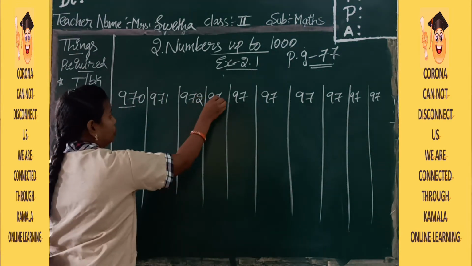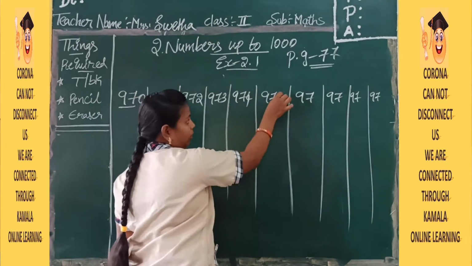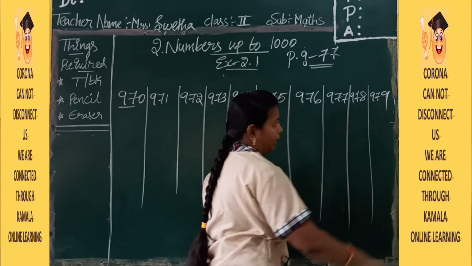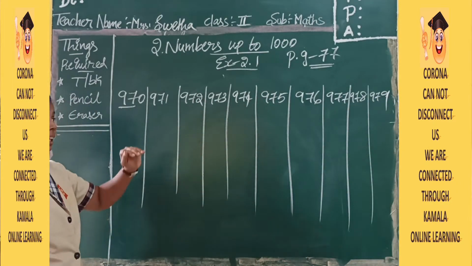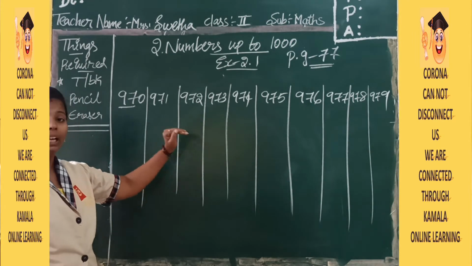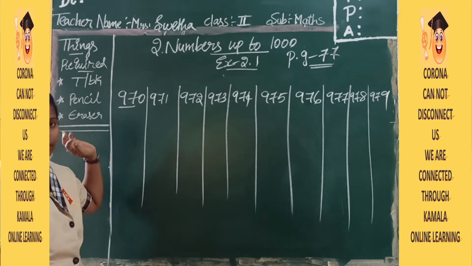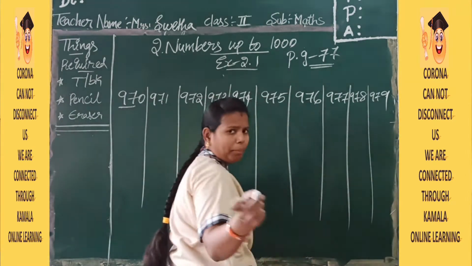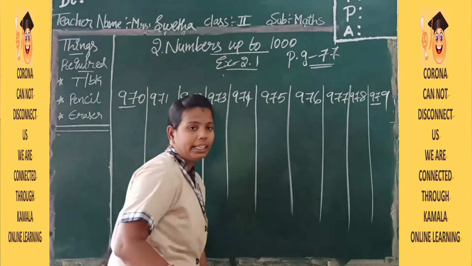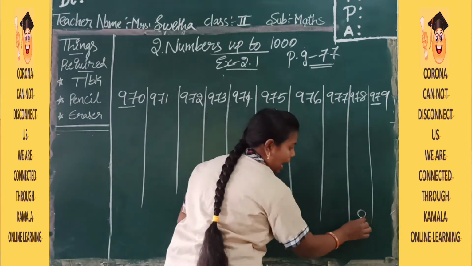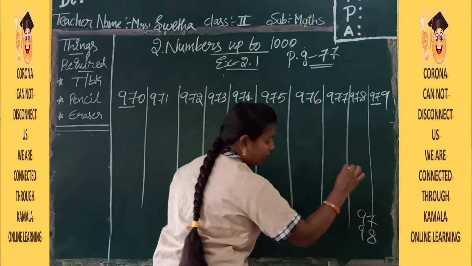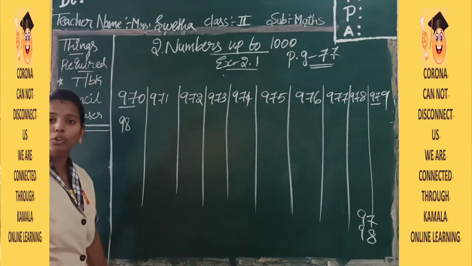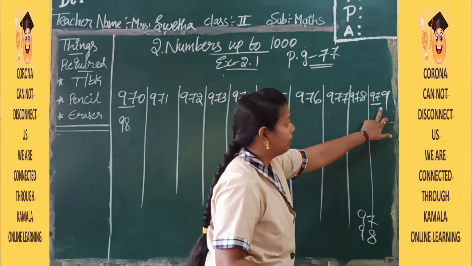1, 2, 3, 4, 5, 6, 7, 8, 9. Till the 9th place, you will have the same number. In the 10th place, the numbers will be changing. How will the numbers change? Each and every number will change. Here the common number is 97, no? After 97, what will be the next number? It is 98.